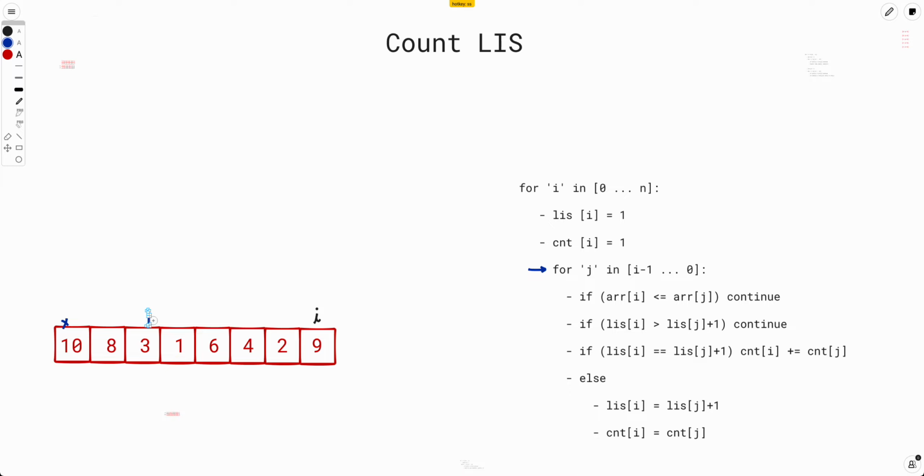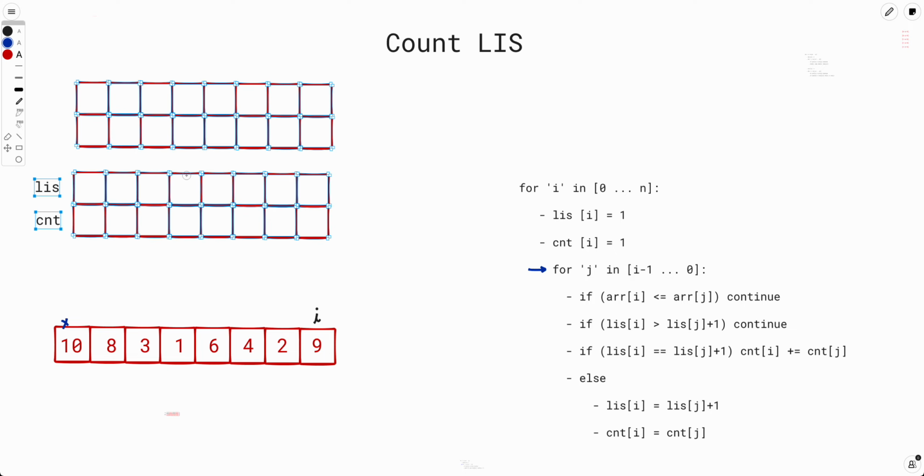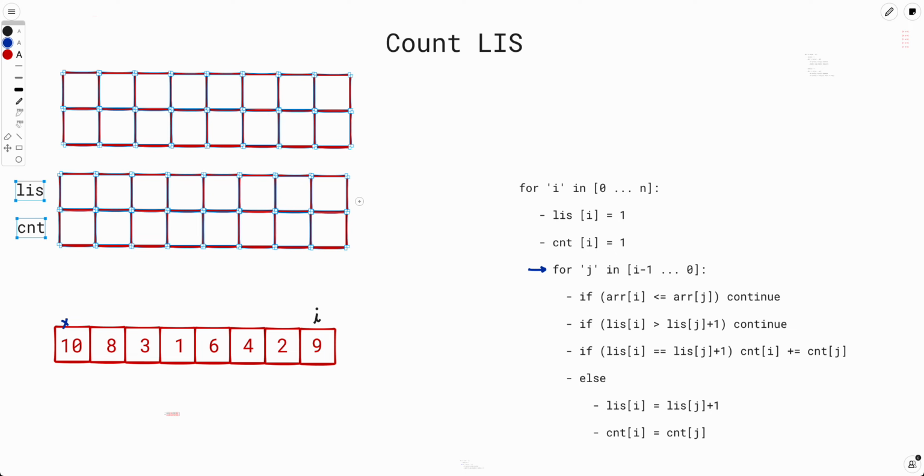Now again, we will be doing the exact same thing which we have done in the LIS part. We will have two things: one is the result array and one is the sorted array. So the sorted array would be 1, 2, 3, 4, 6, 8, 9, 10, right? Now for this sorted array, we have two things, LIS and count, because we need both, right?